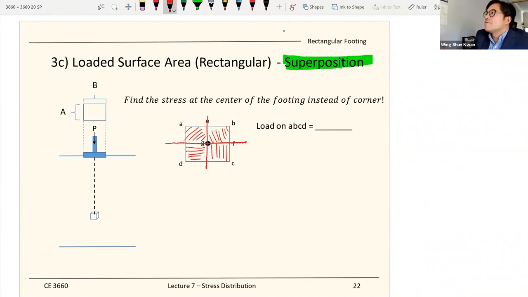And if we are looking for the stresses of each piece, we are at the corner of it. Because now the center point of the whole foundation, in fact, is the corner of these four pieces. So for this case, the loading on the original foundation A, B, C, D becomes the loading of four times any of each of the four pieces, E, B, F, G, right? So this is the A, B, C, D.